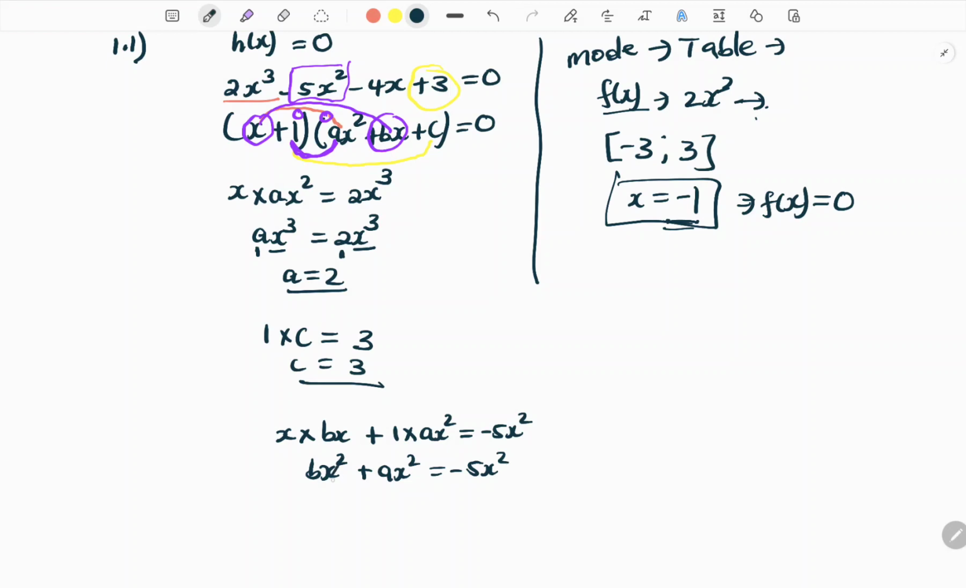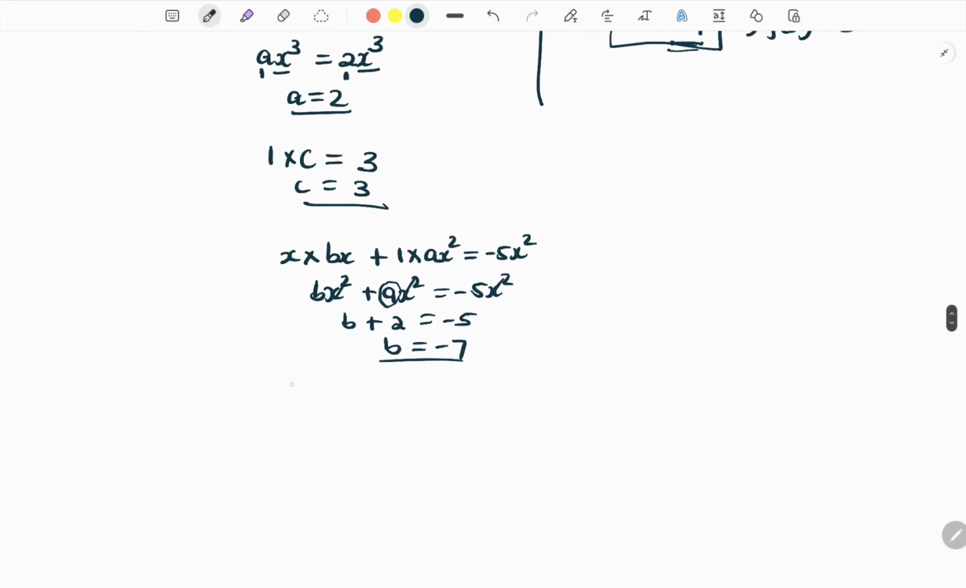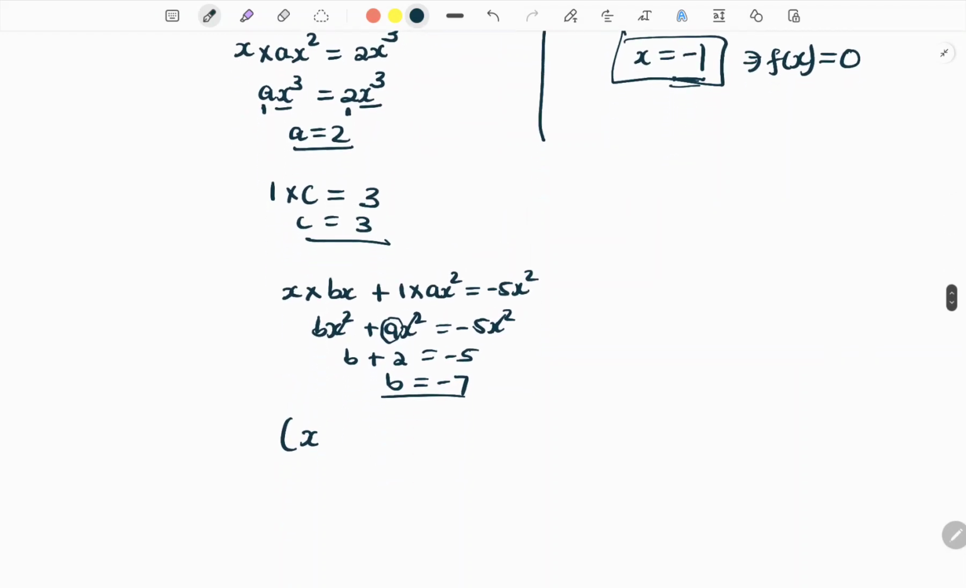Then I just ignore the x squared. I have an a which is 2. So b plus 2 is equal to negative 5. Therefore, b is equal to negative 7, applying the additive inverse. Then your factors will be x plus 1, the first one.